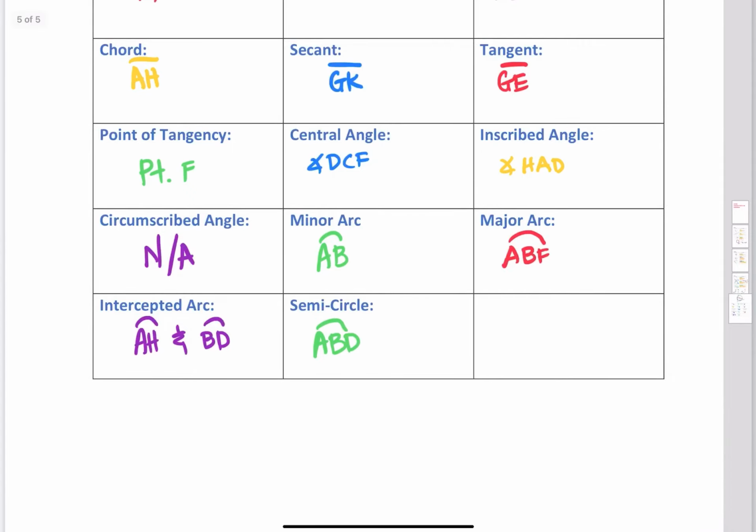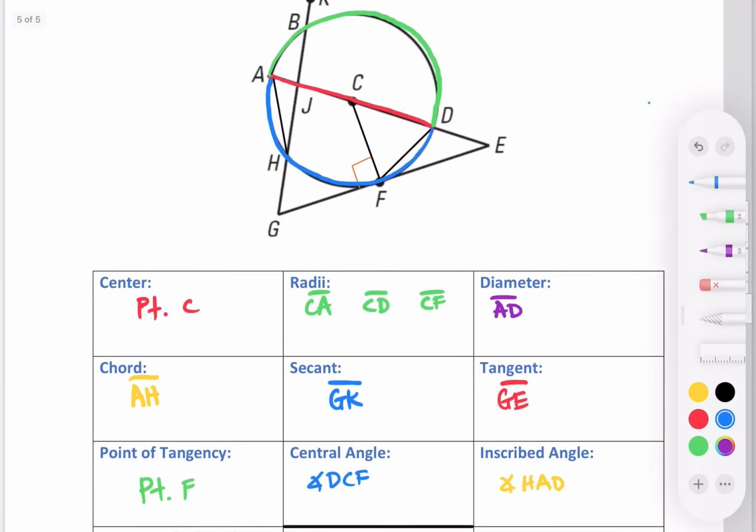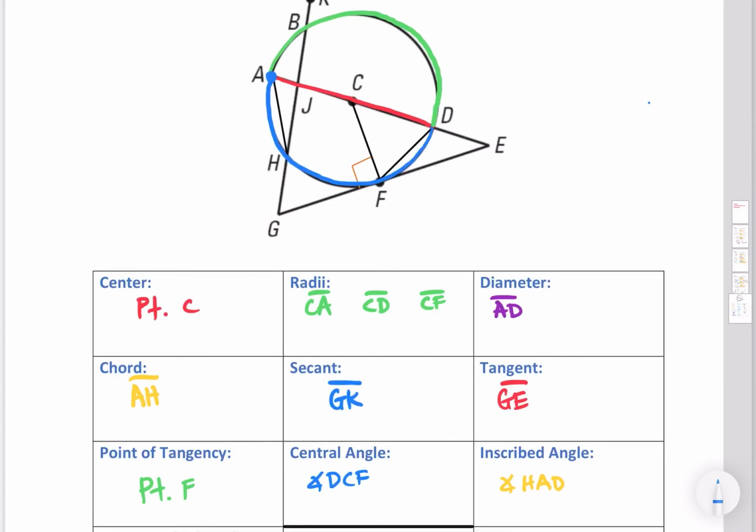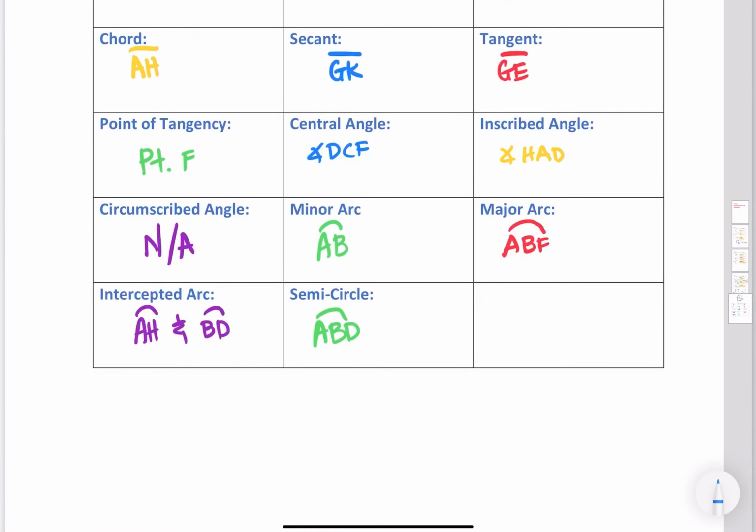And if I wanted to name the bottom portion, well, I have options, because I do know that my two endpoints are going to be A and D. That's the beginning and the end. And I just need a point in the middle. It could be H or it could be F. So I could call it AHD or AFD. So I'll go ahead and call it AHD.